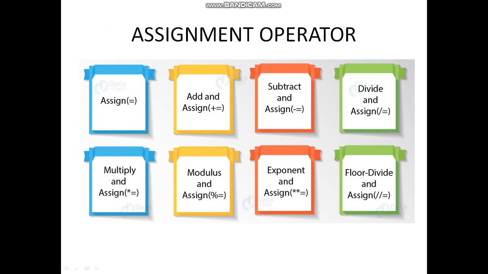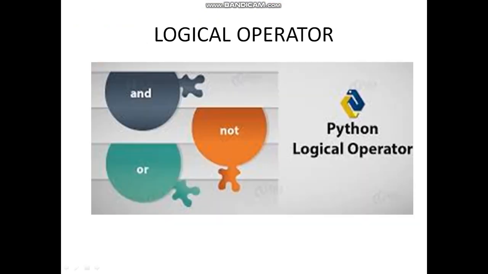So this is how it works. These are completely known as the assignment operator, okay? The last type of operator is the logical operator. In the logical operator, there are 3 operators which are and, or, and not, okay?